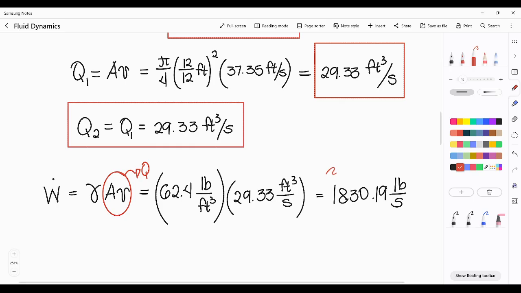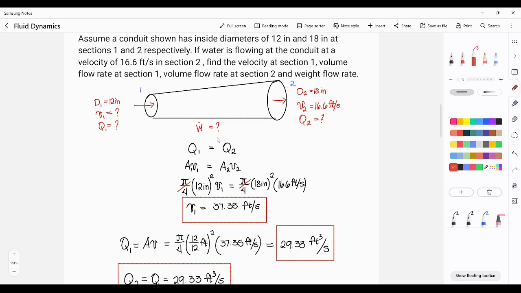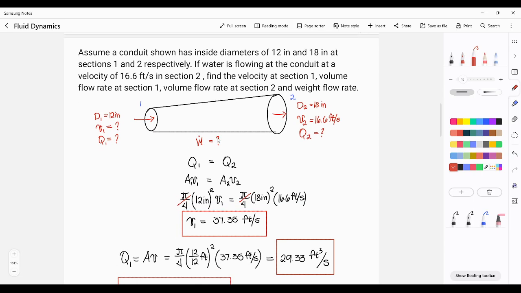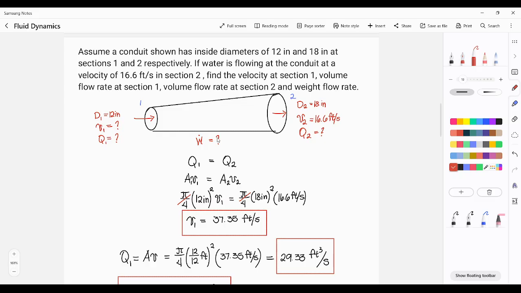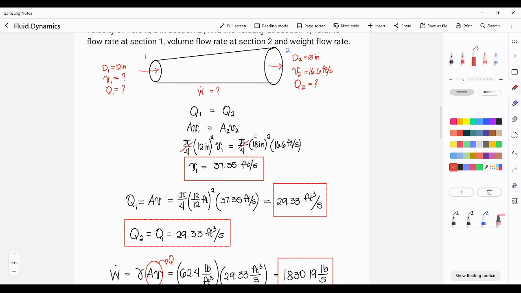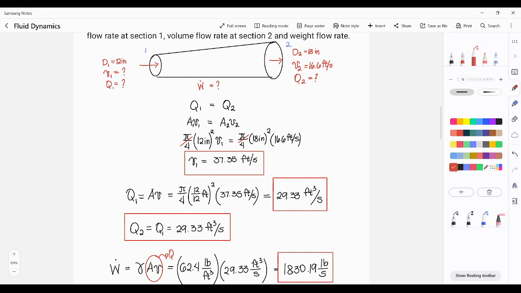Are we clear? Very good, guys. So that's all for this problem. It's pretty basic. We'll work our way up to much more complex and harder problems along the way. It's better that we follow the fundamental formulas so we won't have difficulty when it comes to complex problems. So that's all for this problem.